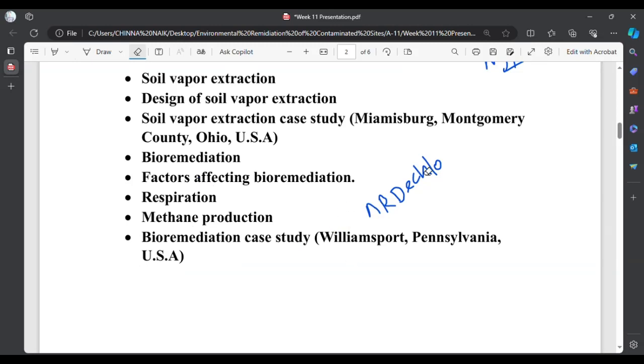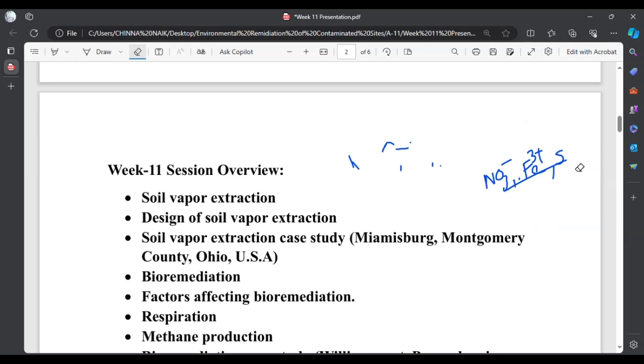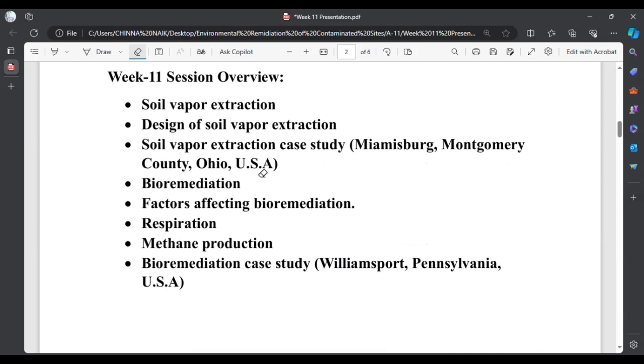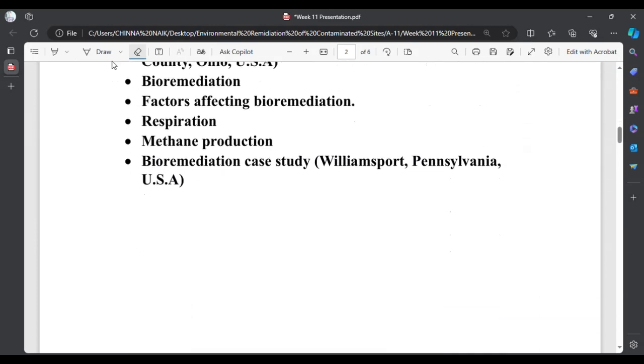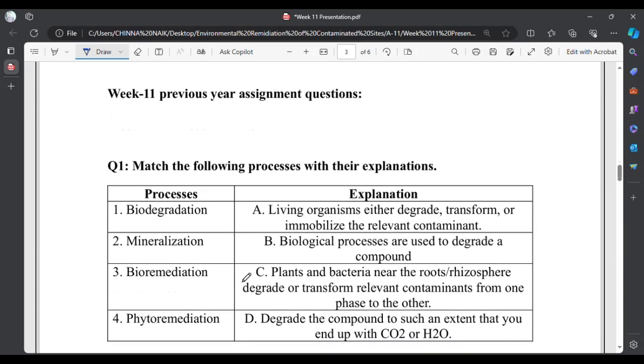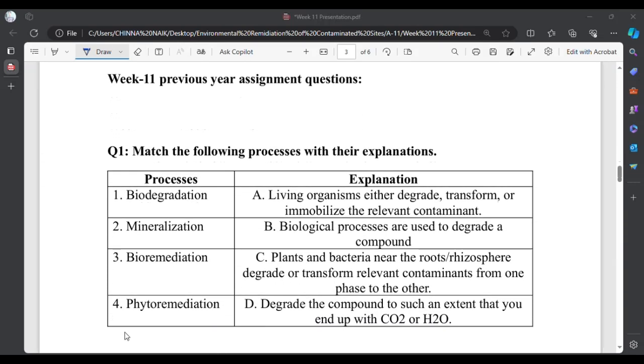Now we'll discuss the previous year assignment questions. If you have any doubts, we'll have a brief discussion about it. Otherwise, we'll move to the previous year assignment questions. Any doubts, please? Okay, then we'll move to the assignment questions.